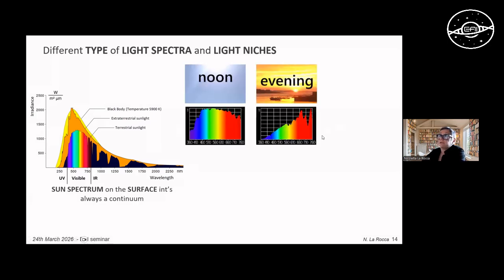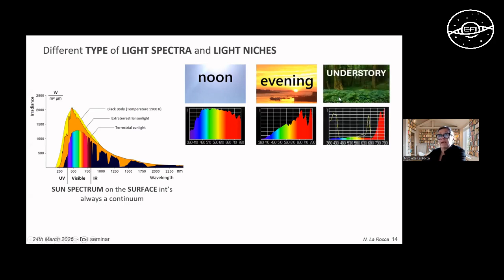Even on the Earth's surface, we could have very different light spectra. By the sun, at noon, we have a complete spectrum in the visible with a very high amount of photons, 2,000 photons more or less in the visible, while in the evening we have less than 100 photons, and the light spectrum is deeply different. And plants have to thrive under the different light spectra, even in spectra that resemble the M-dwarf one.